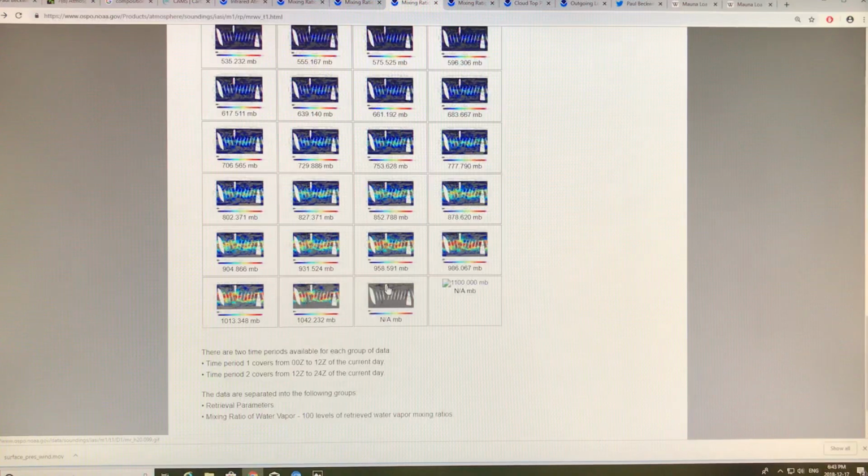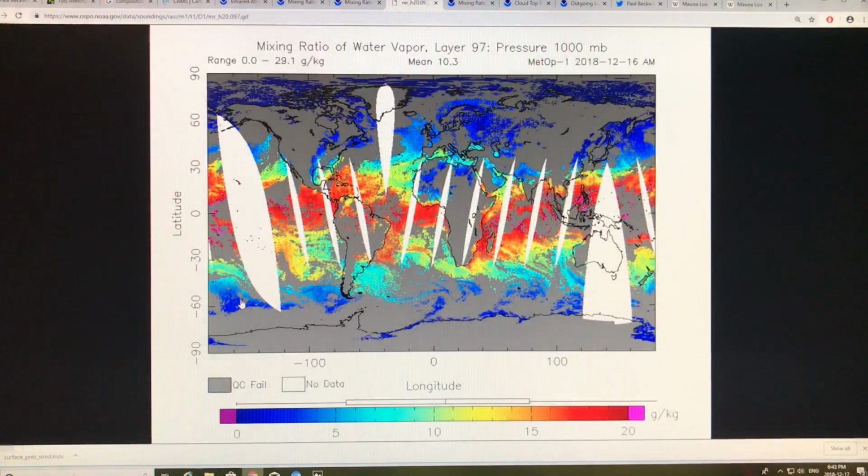As we go lower and lower and get to the surface, this is the type of distribution that we see. Very little water vapor in the polar regions, highest near the equator. That's to be expected. The water temperatures are higher, there's more evaporation, more water vapor, up to 29 grams of H2O per kilogram of air.